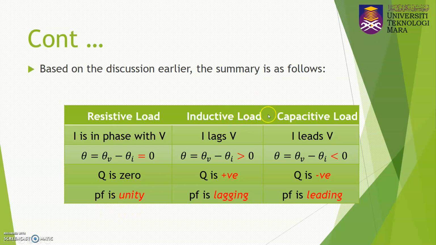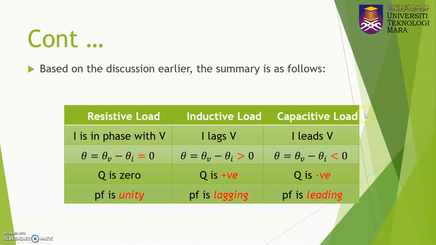For the second load, which is the inductive load, I will be lagging the voltage. Because for an inductive load, the inductor induces a magnetic field inside itself, and that causes the current to move slower than the voltage. That's why I lags the voltage. Because I lags voltage, theta I will be smaller than theta V. So theta V minus theta I is larger than 0, a positive number. That's why Q is positive. In this case, the power factor is considered lagging because current lags voltage.